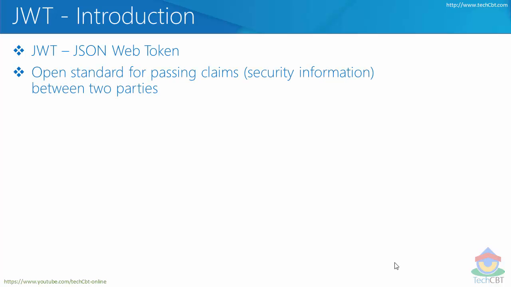Whenever you would like to have information passed from the service or the server to the client, the client in the sense of the consumer, you can make use of JSON Web Token to send that information in a secured manner. For example, if you would like to have some kind of authentication performed at the server and then the server wants to return some kind of secured information to the client, then you can use JWT.